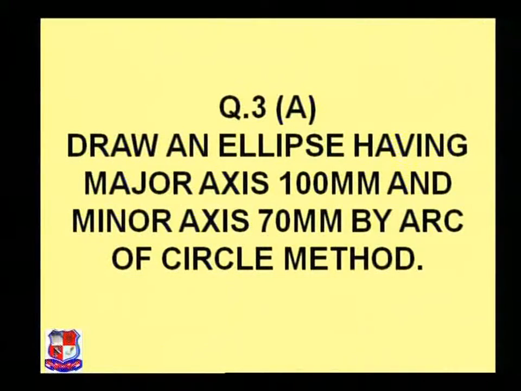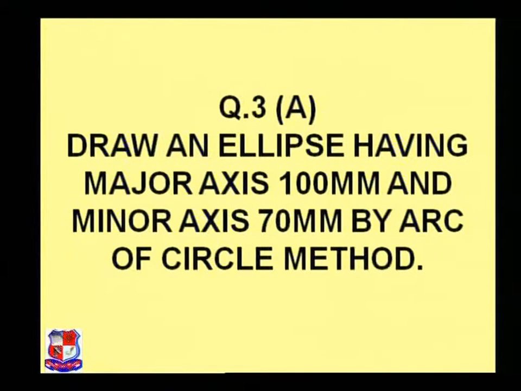Let's have a look at the next question please. We need to draw an ellipse having major axis 100 mm and minor axis 70 mm with use of the arc of circle method.